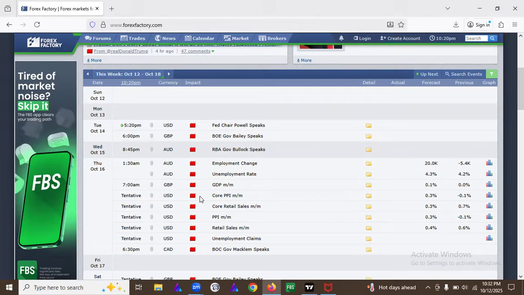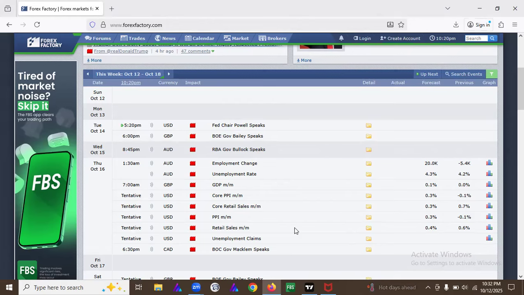And you can see this week also, there is no specific time for this news. So the probability that this news will be released this week is very slim. So we have core PPI, core retail sales, maybe before Thursday, the time will be given. We have PPI, we have retail sales. So we should expect high volatility on USD pairs on Thursday.